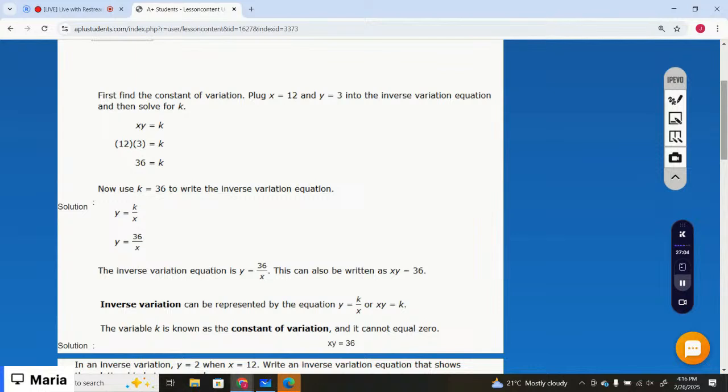Inverse variation can be represented by the equation k equals yx or xy equals k. The variable k is known as the constant of variation and it cannot be equal to 0.